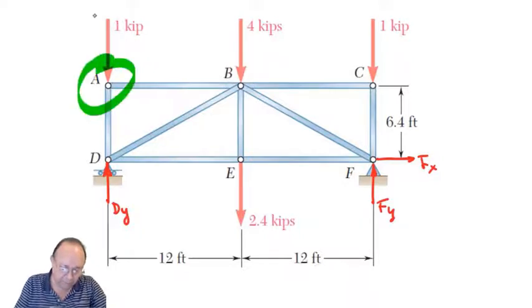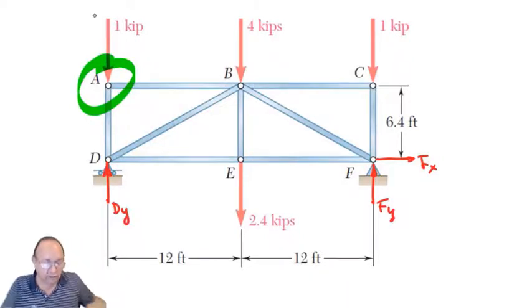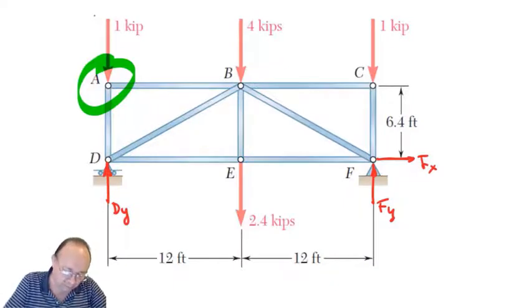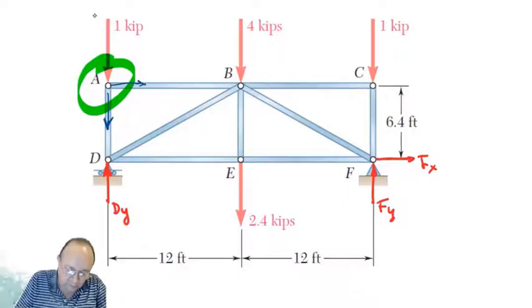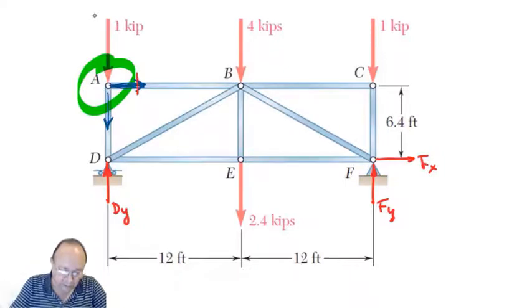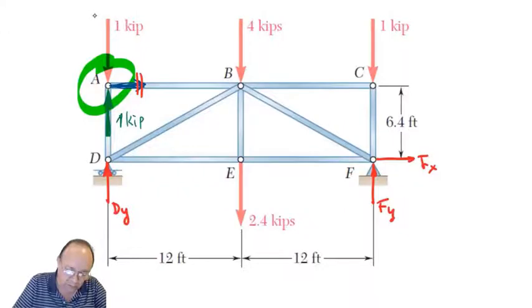Joint A. Two forces collinear and one at an angle. So we have here one force and another force. This force here has to be 0. And we can say that this force here has to be equal to the other one coming down. So this force is 1 kip and this is 0. So we can get rid of this bar.